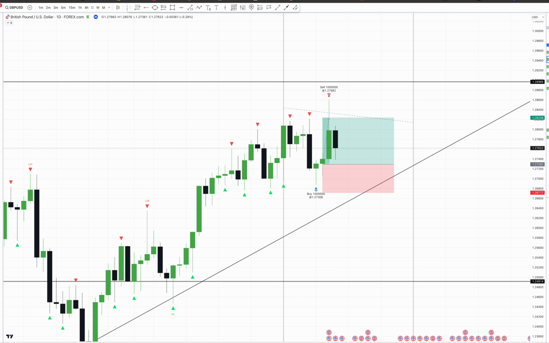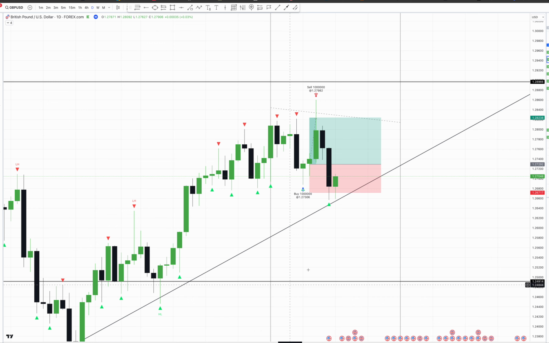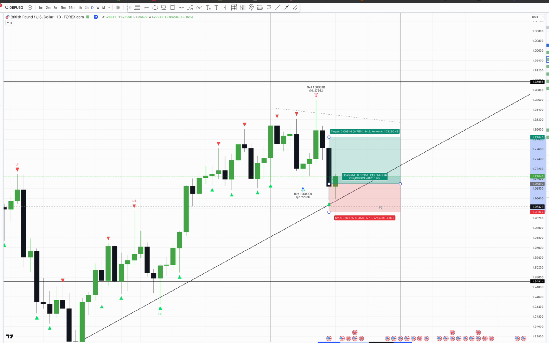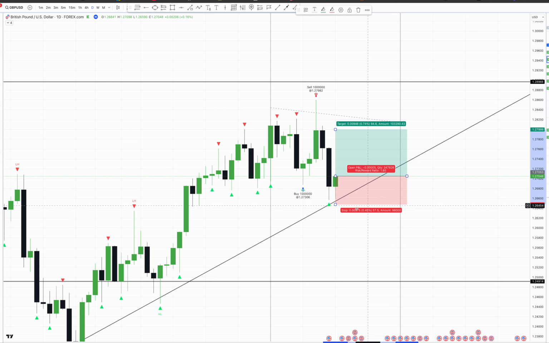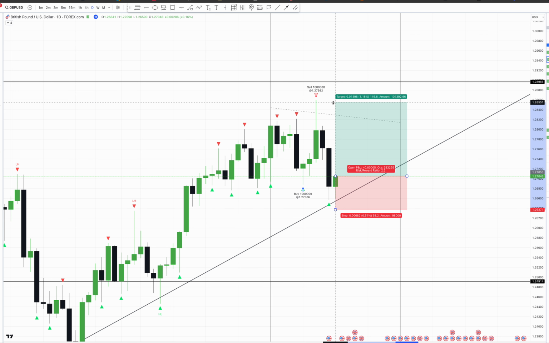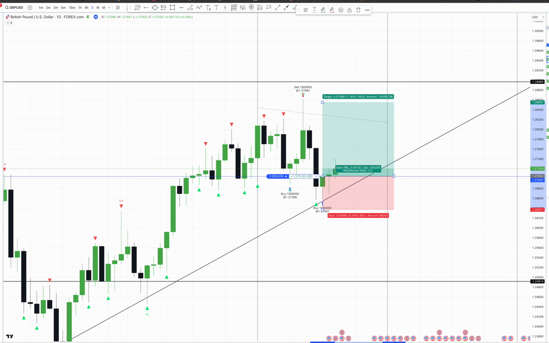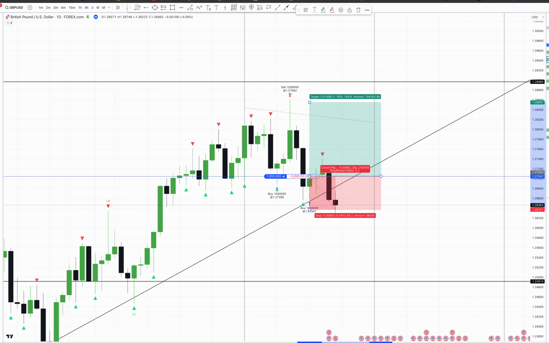Now if you do the same thing again, rejection block, right? So I'll be entering at the open price of the next candle. Stop loss will be below the low plus a few pips, so let's say here. Targeting the next level, so this high. And you see you got stopped out, that's fine.